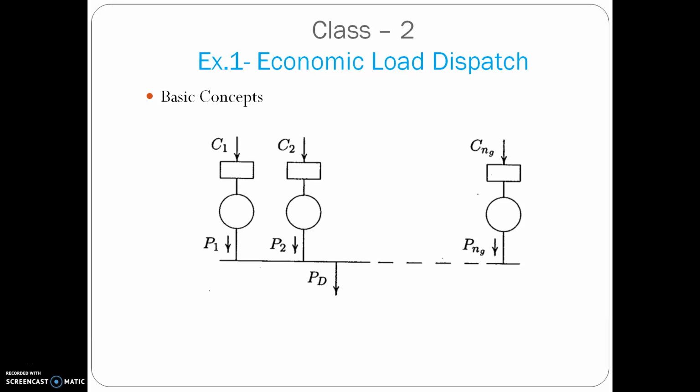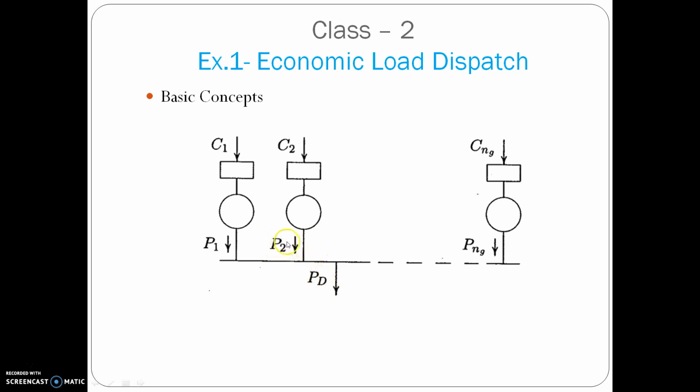First exercise, economic load dispatch. The basic concept of economic load dispatch is that the total demand of the system is economically generated among various generating stations. Consider a power system which consists of n number of generating stations. The load is represented as PD. Economic load dispatch is nothing but generating power economically to meet this load.